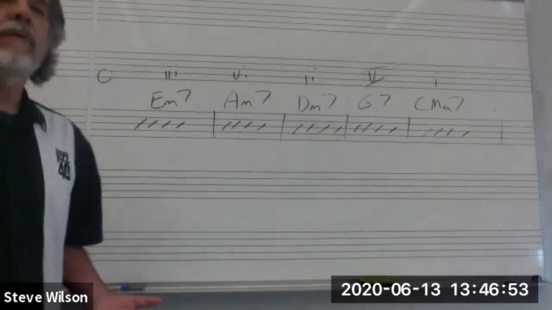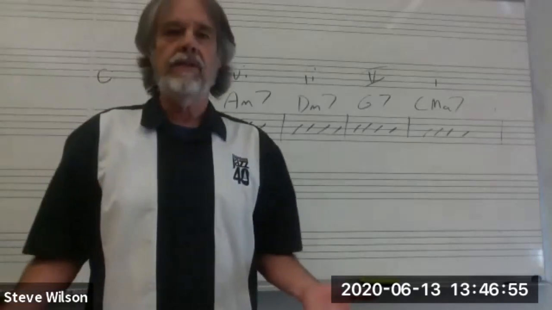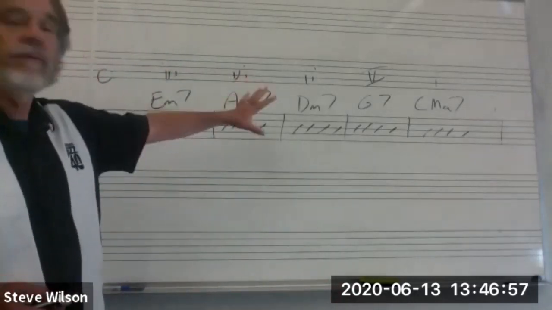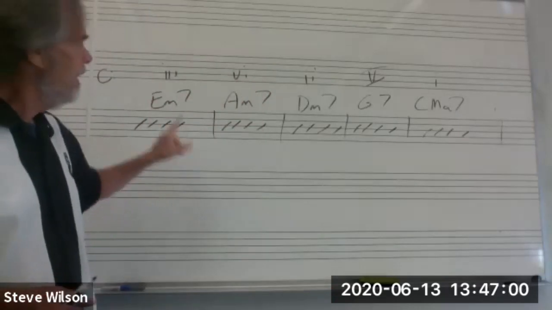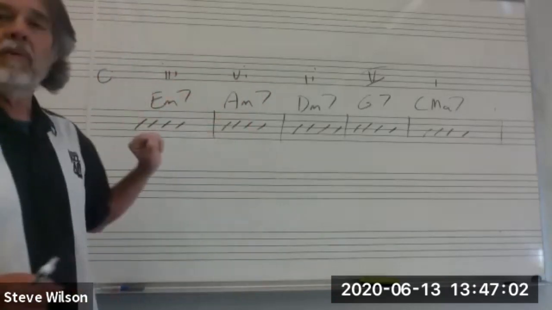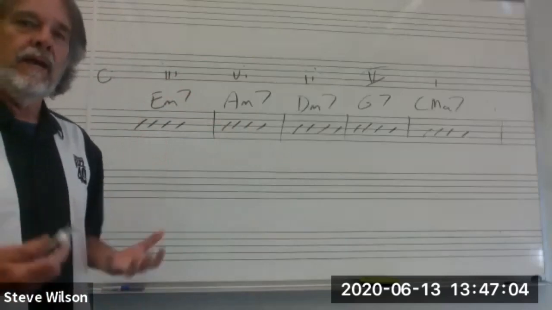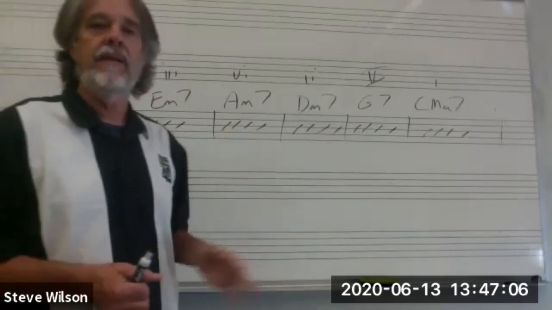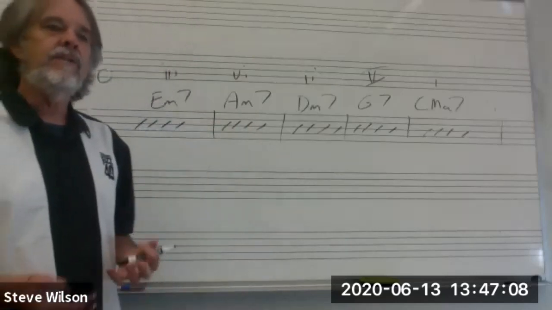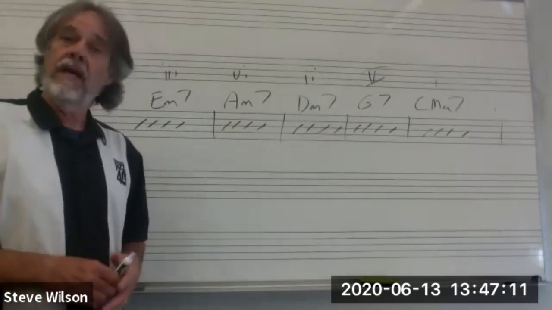Okay, and any progression, you can look at it in these terms. Any progression, you can figure out what key it's in and put the Roman numerals over it and start to get an idea of it. Now at this point, everything we've done is in the key of C. Again, I need to express to you, you need to learn these in the other keys as well.